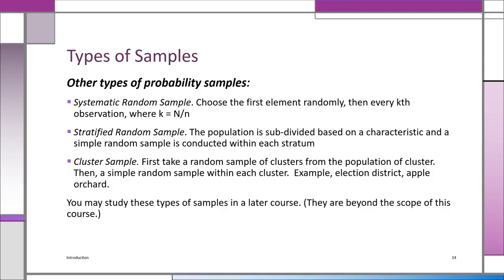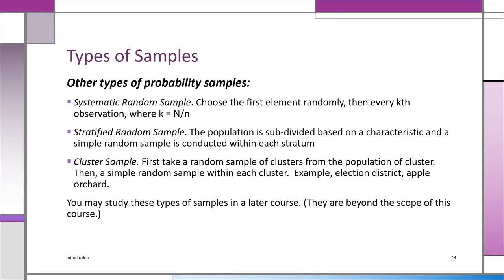Sometimes you want to stratify. That's where you subdivide the population based on some kind of characteristic, and then you take a simple random sample from each stratum. Stratum is like a group. Okay, so for example, I want to look at my students. I have freshmen, sophomore, junior, and senior.